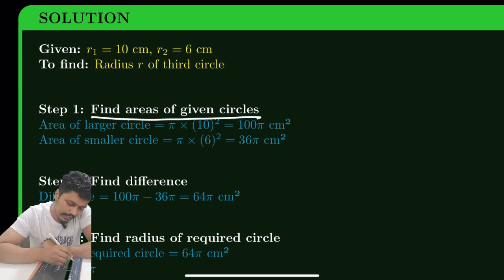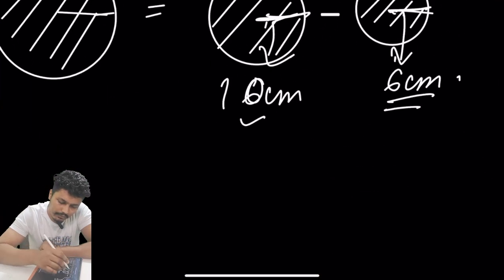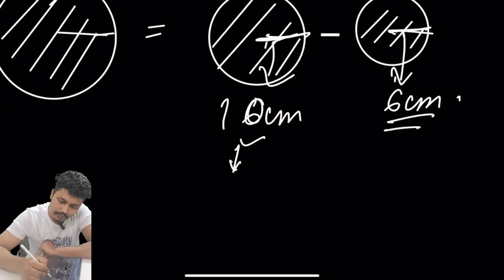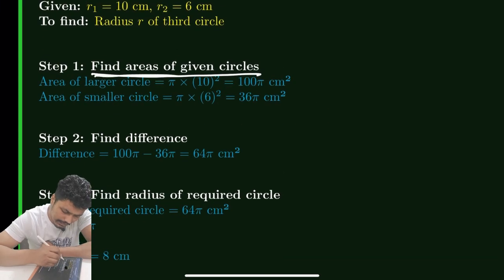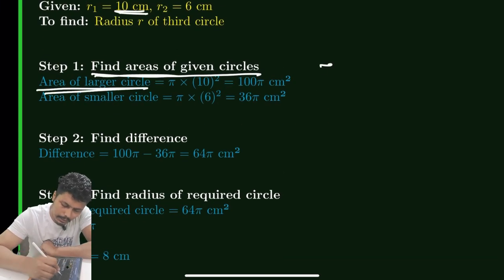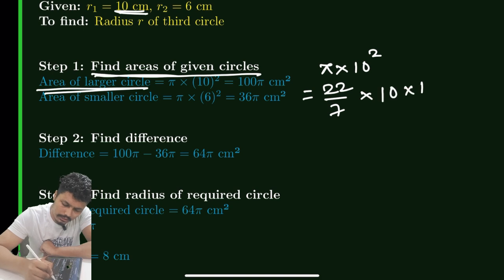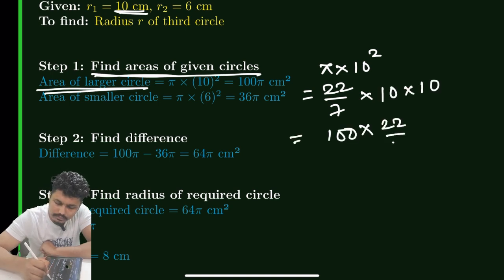Now let's start. First, let's take this circle and find its area. First is the area of the larger circle, the 10 centimeter one. Pi r square. So pi is 22/7, r square is 10 into 10, so 100 into 22/7.